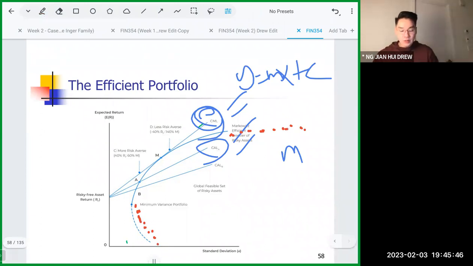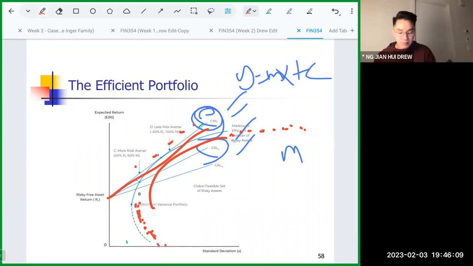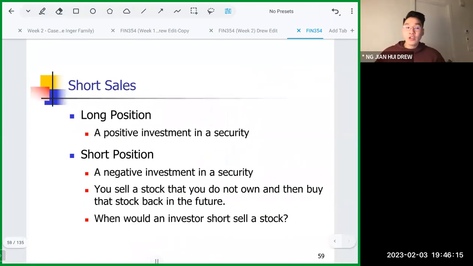Okay, so remember, we have tackled a few components. We have tackled how do we get the parabola, which is this beautiful line here. Then we talk about how we get this tangent portfolio. Then we talk about how we move along the tangent portfolio here. And now the final step is, how do I increase this line, this parabola, to extend it even further beyond what I already have? And to do this, we need to understand the concept of short sell.